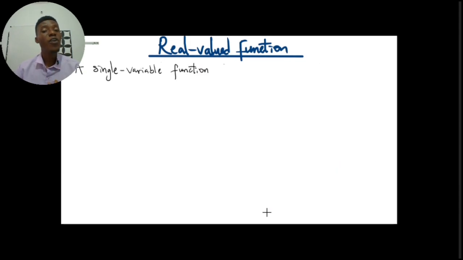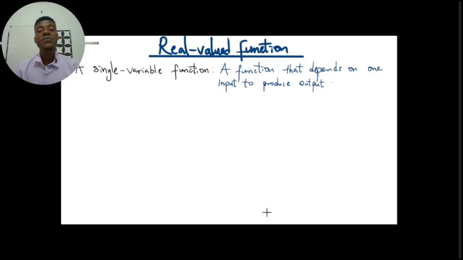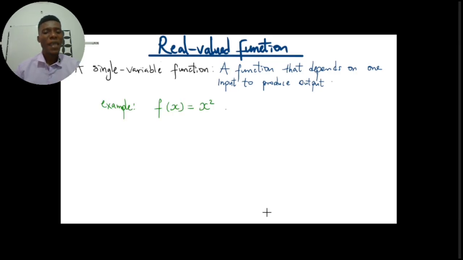Now, there are other classifications of functions. A single variable function. When do you say a function is single variable? A function that depends on one input to provide output, meaning that a function that has just one independent variable is the one that we refer to as a single variable function. An example is f of x equals x squared. When you look at this example, you see that it is not f of x and any other variable. It is f of x only. So it is a single variable function.